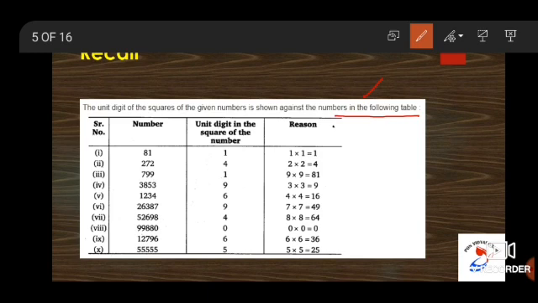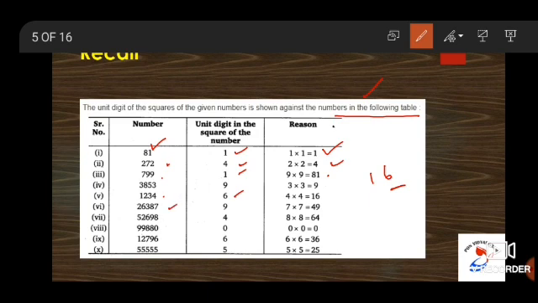For example, if the number is 81, then the unit digit of the square number is 1 because 1 into 1 is 1. Similarly, for 272, the unit digit in the square of the number is 4 because 2 into 2 is 4. So for 9, its square will be 81, so the unit digit will be 1. For 3 in the unit place, its square will be 9. For 4 in the units place, the square will end in 6 because 4 square is 16. Look at the number 16. What is there in the units place? 6. So for 4, it ends with 6.